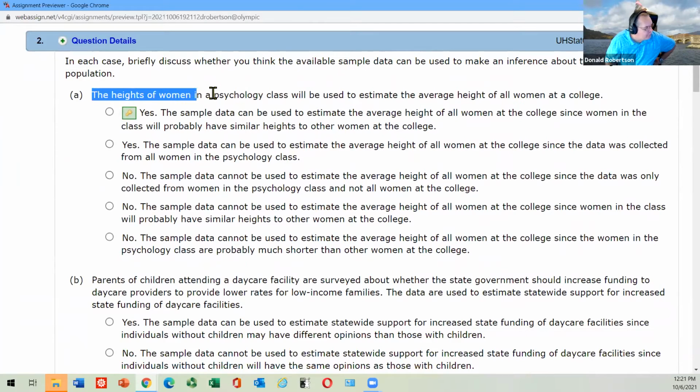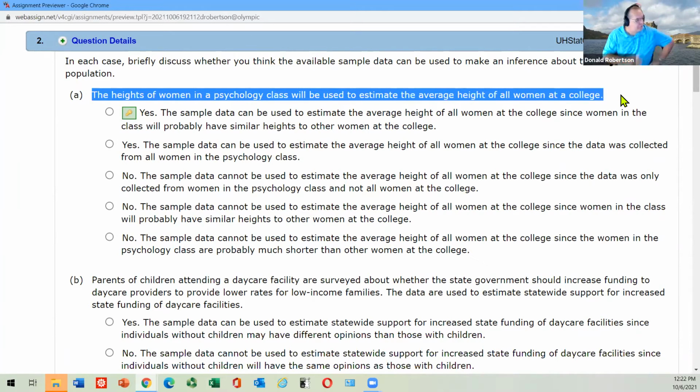So the heights of women in a psychology class will be used to estimate the average height of all women at a college. Right. So you want to find the average height of women at Olympic College. And so you get a psychology class and you measure the average height of those women. And they had said, yes, the sample data could be used. And they're saying it because, well, let's think.